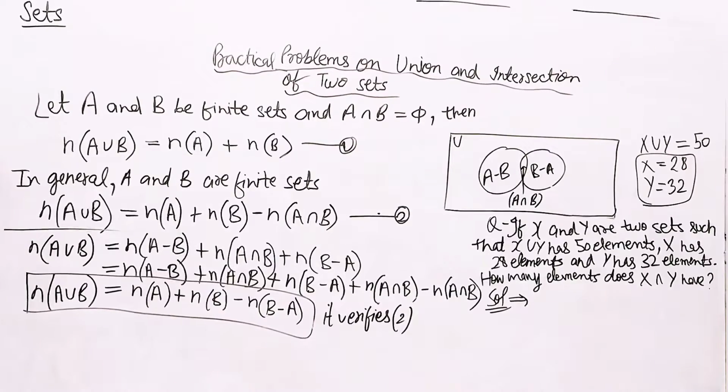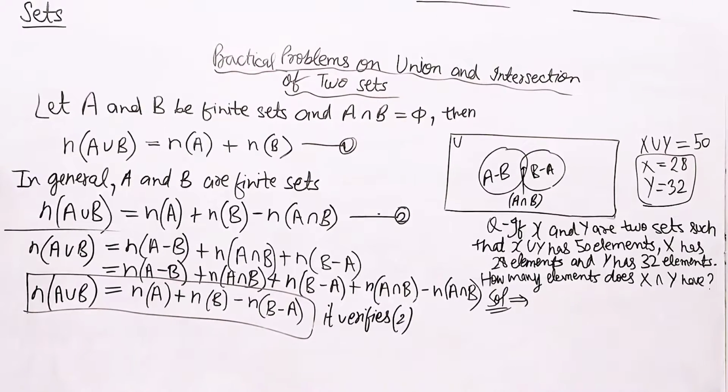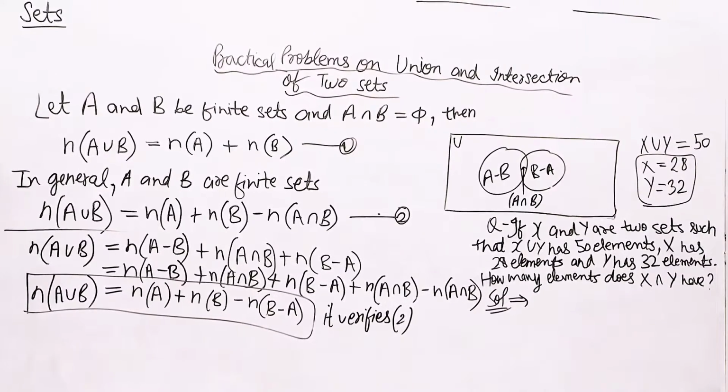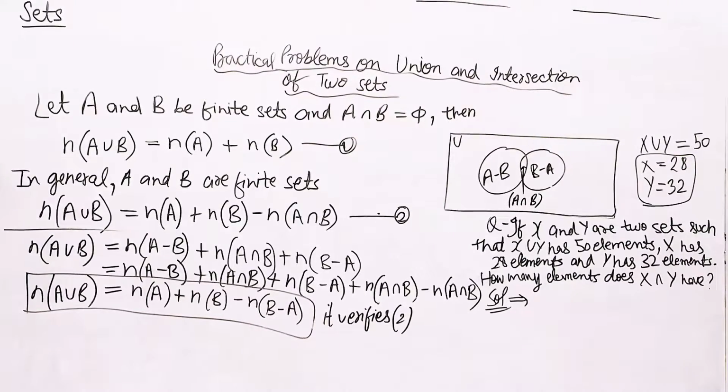Okay, so it's given that the number of elements in X union Y is equal to 50, the number of elements in set X is equal to 28, and the number of elements in set Y is equal to 32. So the number of elements in X intersection Y is going to be what? By using the formula, what are we going to get? It's really simple.